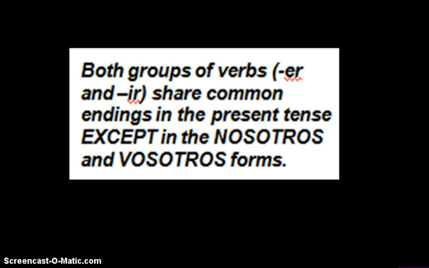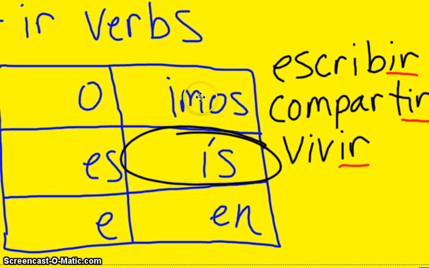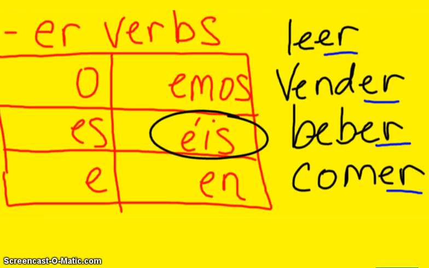So if you recall the previous ER and IR verb ending charts, you should have noticed that both of these groups of verbs share common endings in the present tense, except in the nosotros and the vosotros forms. I'm just going to jump back and show you what I mean. Right here in the IR, it's imos, but for ER verbs, it's emos. Otherwise, all other forms are identical.